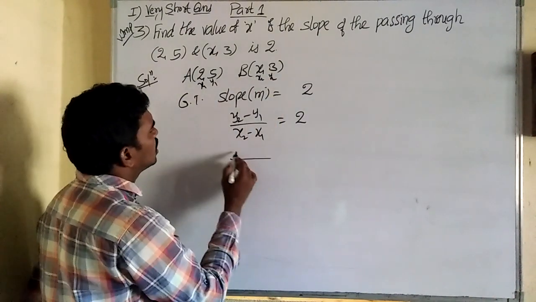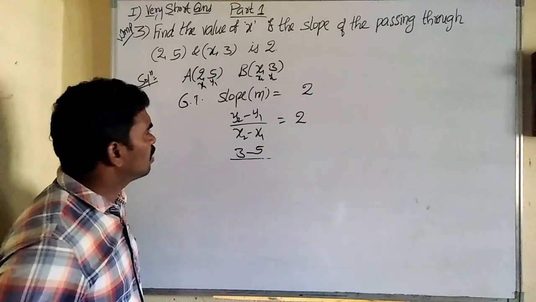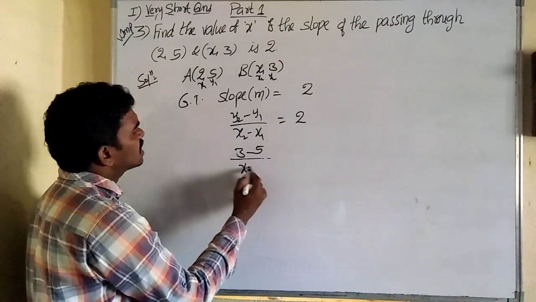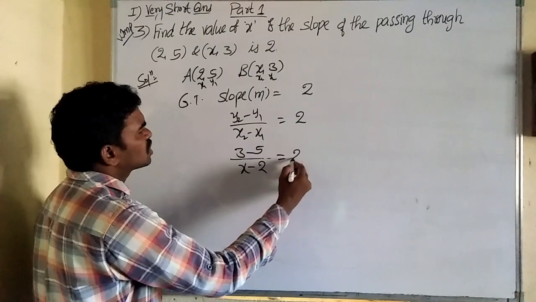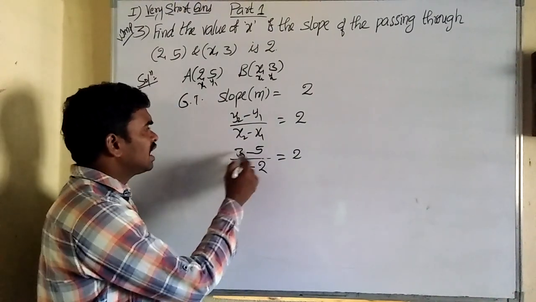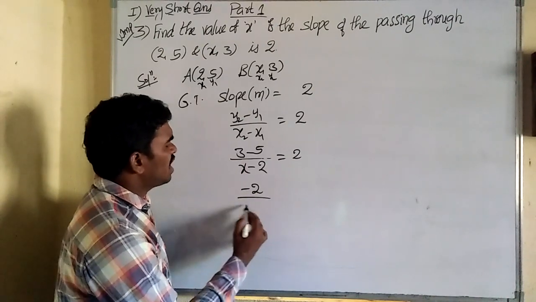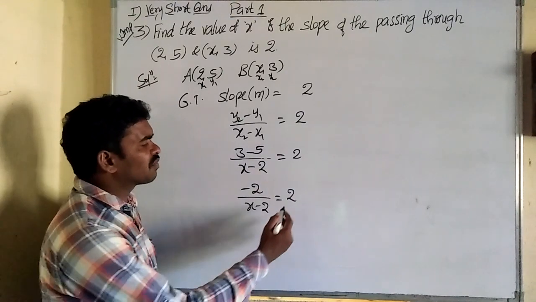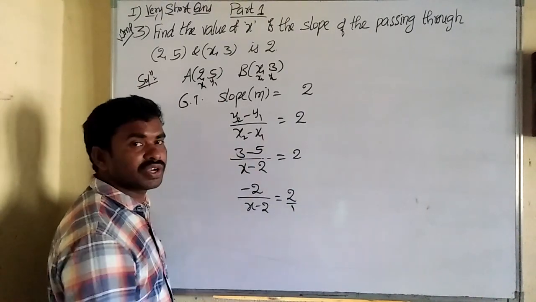Y2 means 3, minus y1 means 5, and by x2 means x, minus x1 means 2, and is equal to 2. So now 3 minus 5, how much? Yes, very good, minus 2 by x minus 2 is equal to 2. So now do cross multiplication. 2 is 2 by 1. 2 into x minus 2 is minus 2 into 1.